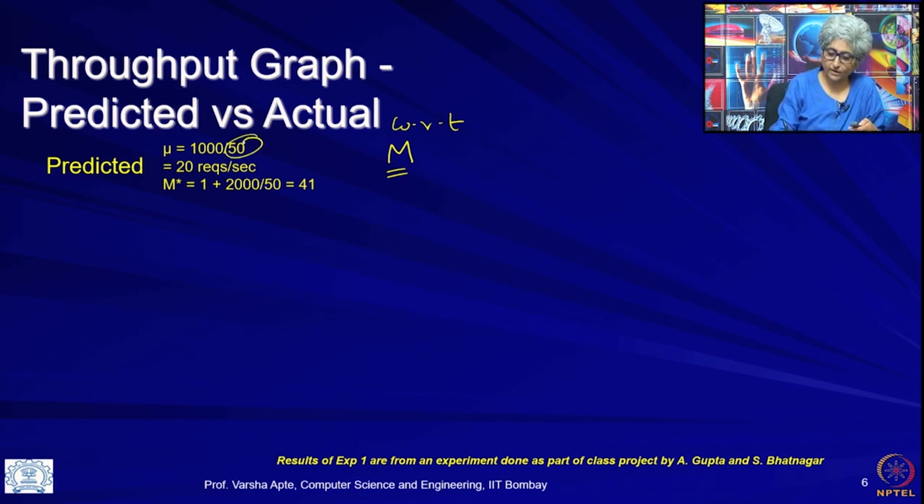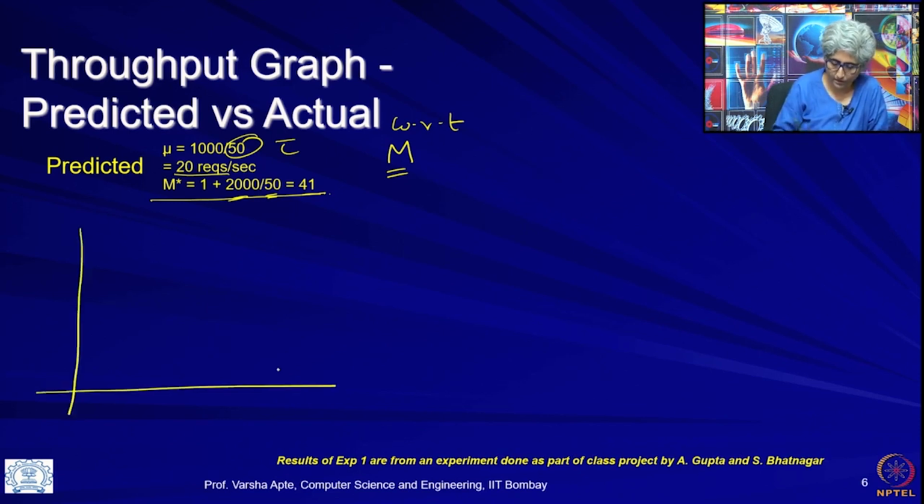Remember, we know that tau, the execution time, is 50 milliseconds. That means mu is going to be 20 requests per second. This is going to be the maximum throughput capacity of the system. Also remember that we have studied the Klein-Rock saturation heuristic, which is 1 plus think time divided by service time, and that turns out to be 41. Using these two things, we should be able to draw something about the graph. So, let us try.